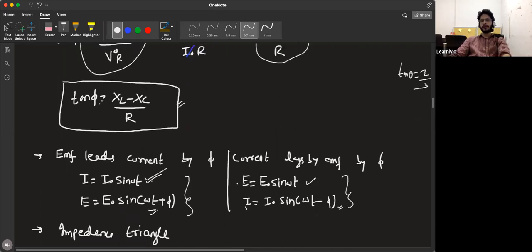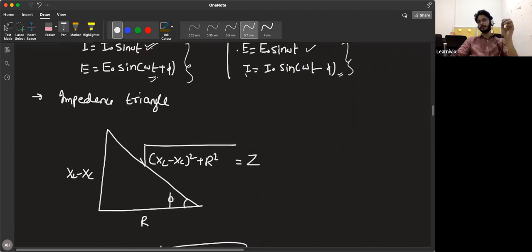I'm drawing a right angle triangle using this equation, tan phi is XL minus XC by R. So which one is perpendicular for the triangle, and which one is base? Tan phi is perpendicular by base. So instead of perpendicular we are using XL minus XC, and instead of base, we are using R. So I make a right angle triangle with angle phi. Its perpendicular is equal to XL minus XC, and base is equal to R.